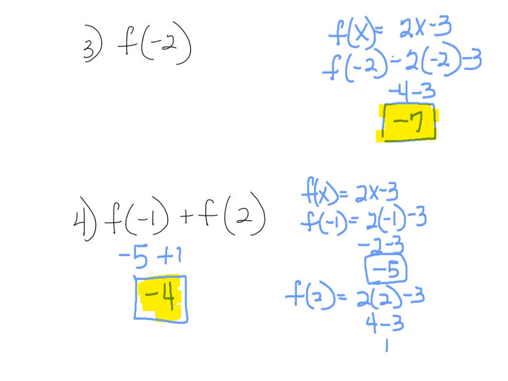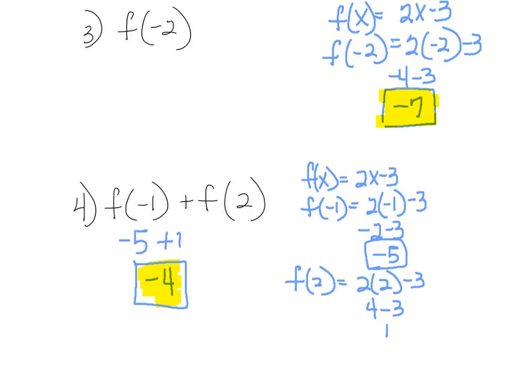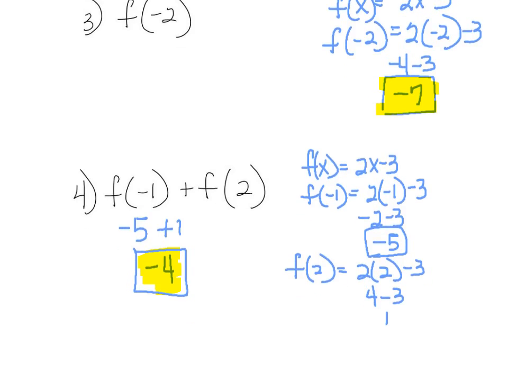Okay, for number 3, the function of negative 2 is negative 7. Check your work. Make sure that it makes sense. And then for number 4, first I found the function of negative 1, which is negative 5, and then I found the function of positive 2, which is 1, and then I added. So negative 5 plus 1 is negative 4. And so that's the answer for number 4. Okay. All right, let's continue.